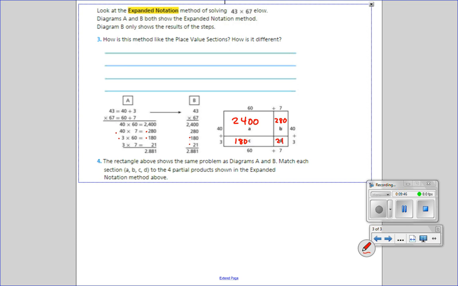So when you're doing your expanded notation, you don't have to draw the box if you don't want to. We're going to do an example for your notes so you have it. But with the expanded notation, you truly don't need to have the box if you don't want it.